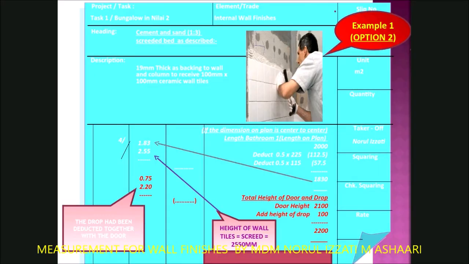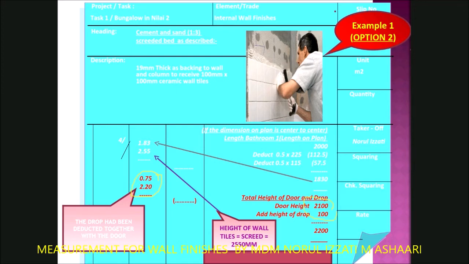Okay, now let's look at the second example. This is a second example to show the height of the wall to be deducted together with the area of the door to be deducted together with the size of your door. So you don't have to deduct separately. Look at this. 2.2 comes from the door plus the height of the drop.